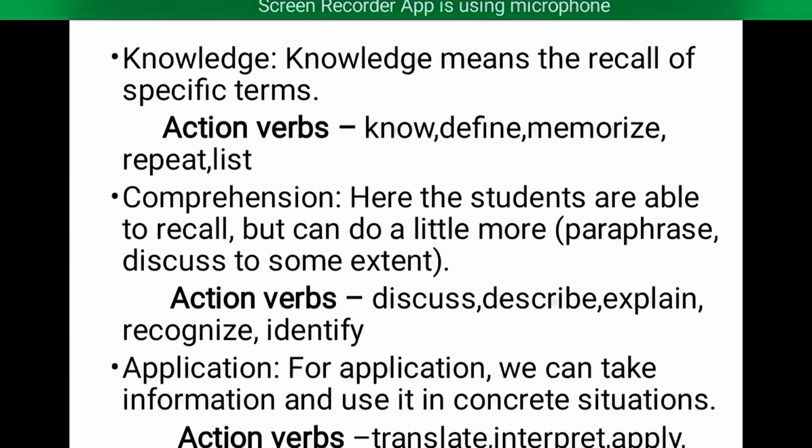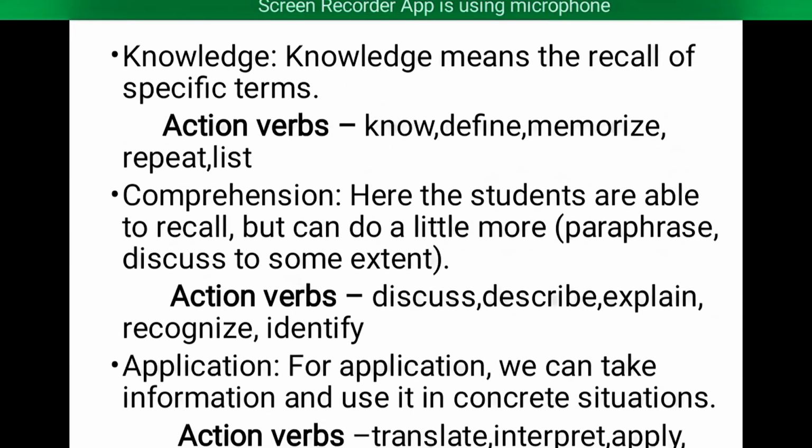Knowledge. Knowledge means the recall of specific terms. Action verbs: know, define, memorize, repeat, list. Comprehension. Here the students are able to recall but can do a little more: paraphrase, discuss to some extent. Action verbs: discuss, describe, explain, recognize, identify.